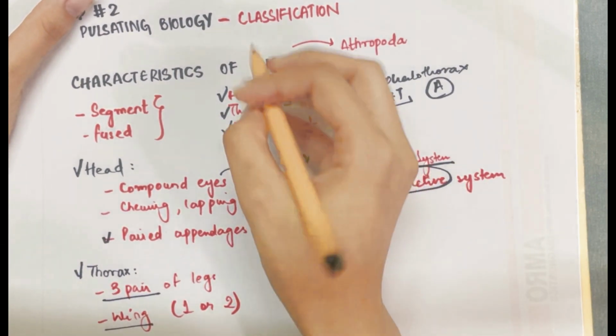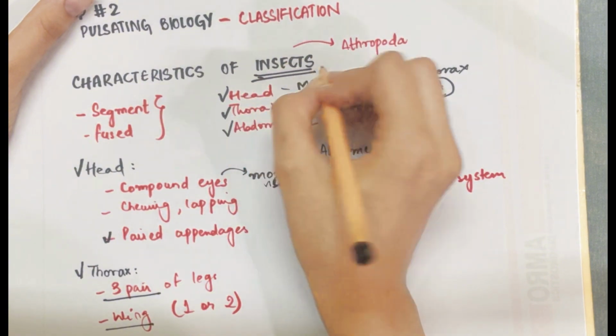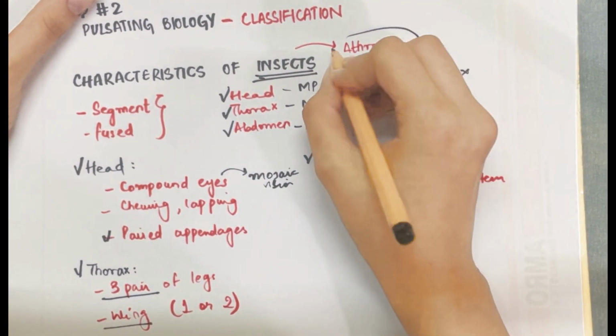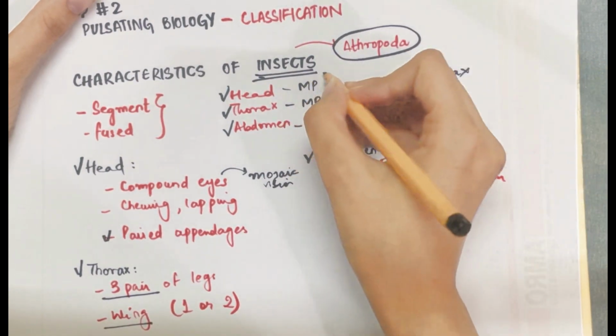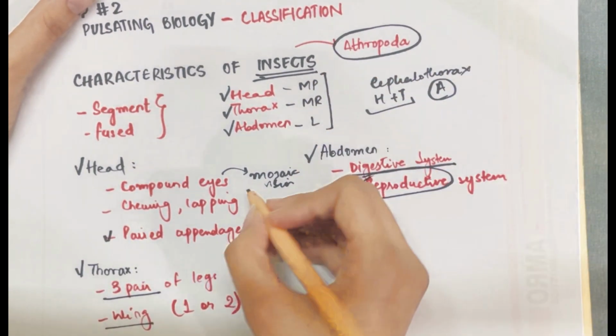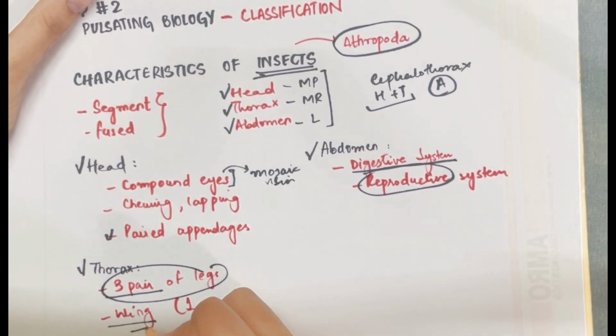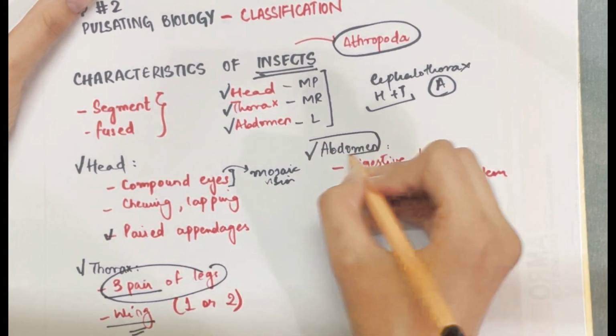These are some of the basic characteristics of the insects, with the help of which we will be able to understand how insects and arthropoda are said to be relatives of one another, because they have the same segments of the body, the same compound eyes, the same pairs of legs, the same pairs of wings, and also similar parts of the abdomen.